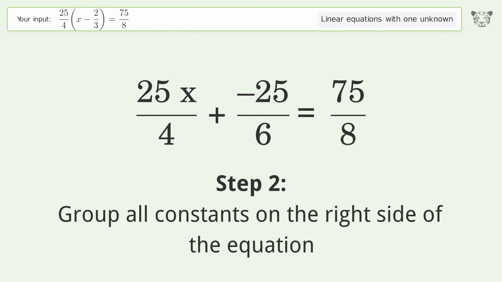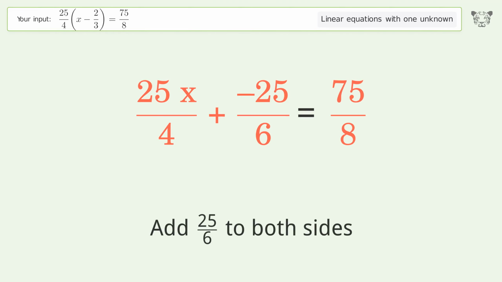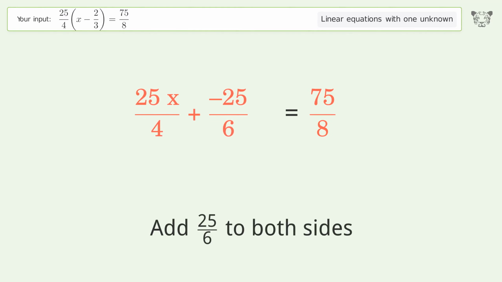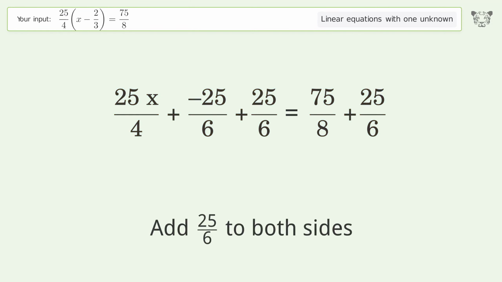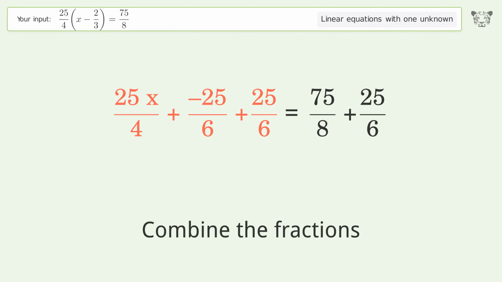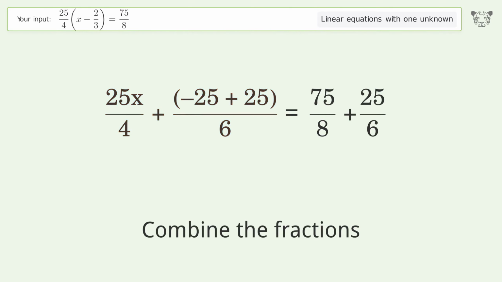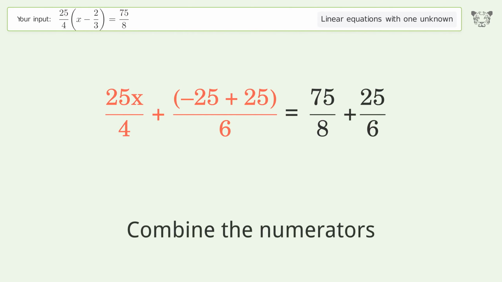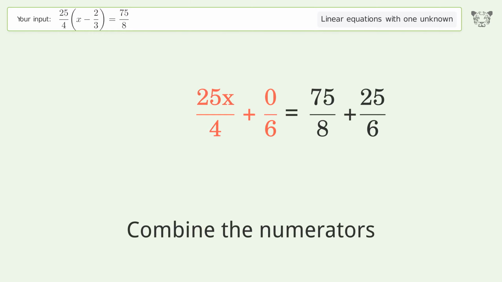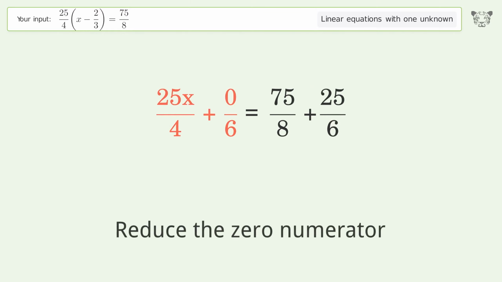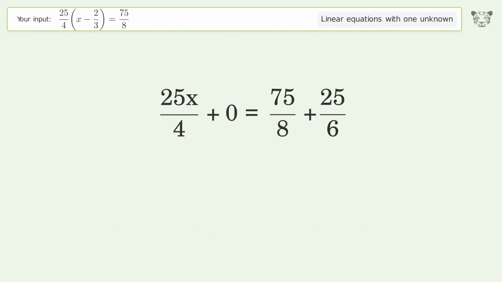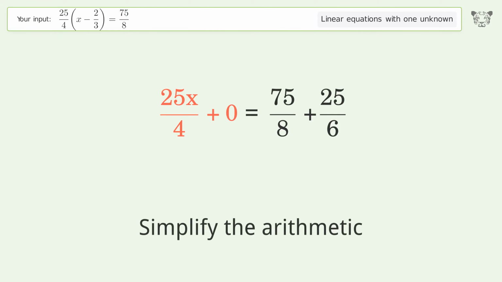Group all constants on the right side of the equation. Add 25 over 6 to both sides. Combine the fractions. Combine the numerators. Reduce the zero numerator. Simplify the arithmetic.